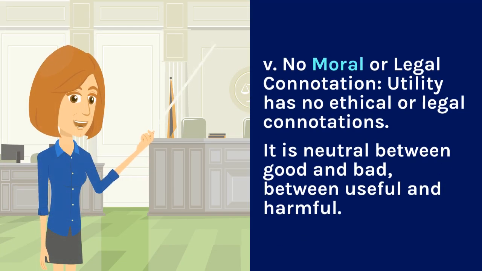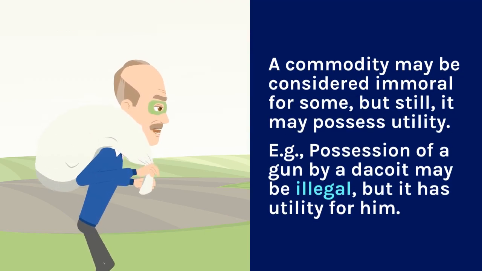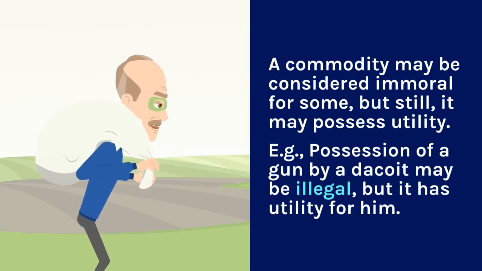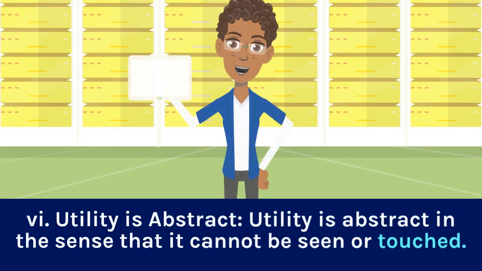5. No moral or legal connotation. Utility has no ethical or legal connotations. It is neutral between good and bad, between useful and harmful. A commodity may be considered immoral for some, but still, it may possess utility. For example, possession of a gun by a dacoit may be illegal, but it has utility for him. 6. Utility is abstract. Utility is abstract in the sense that it cannot be seen or touched.